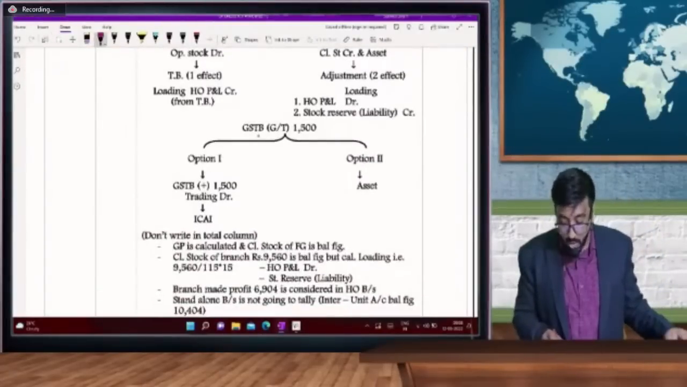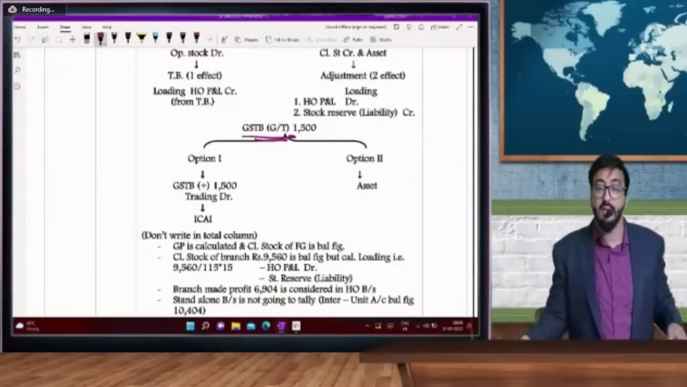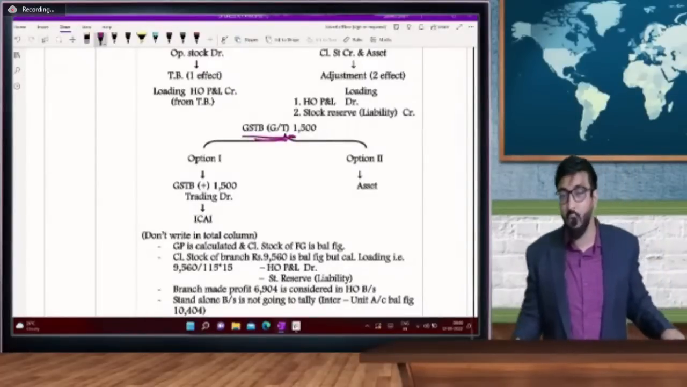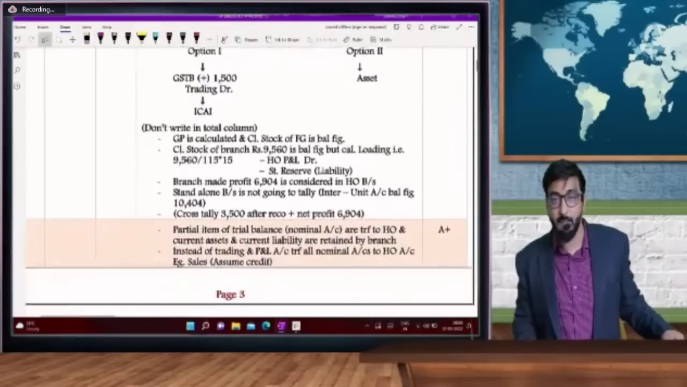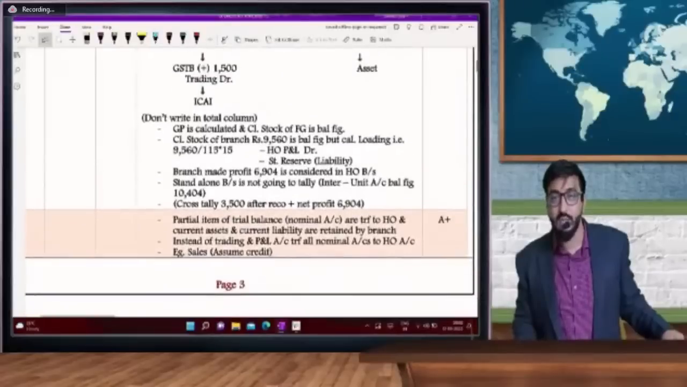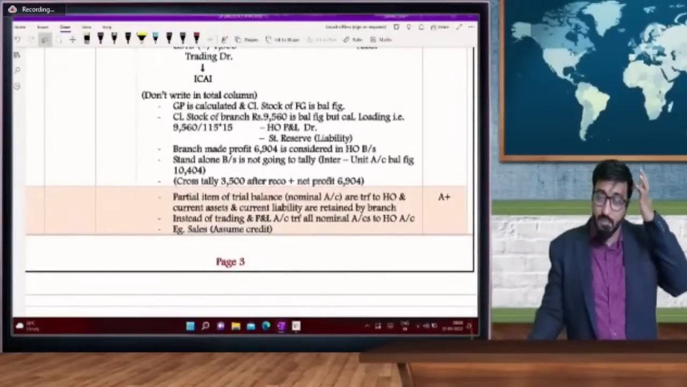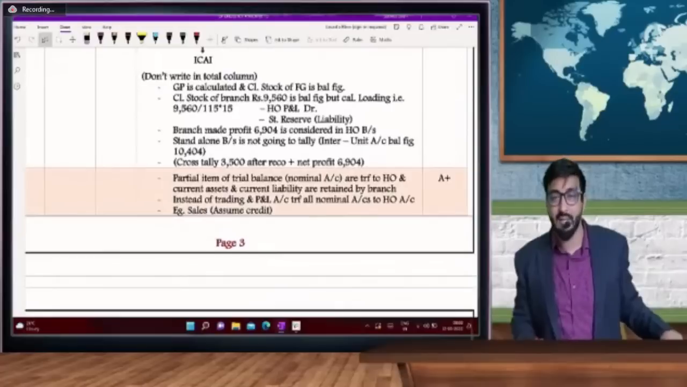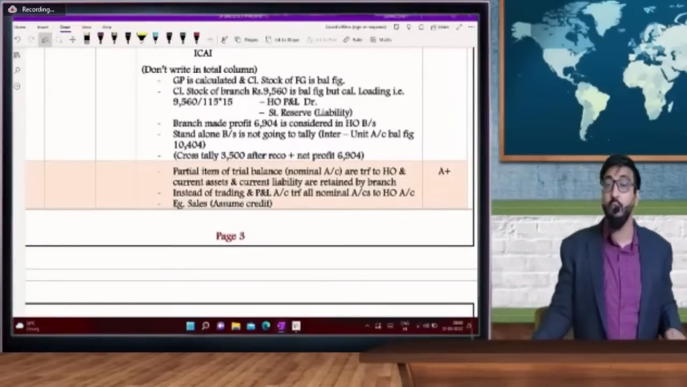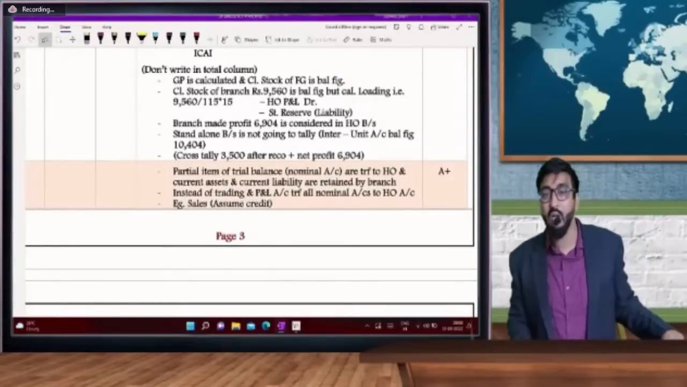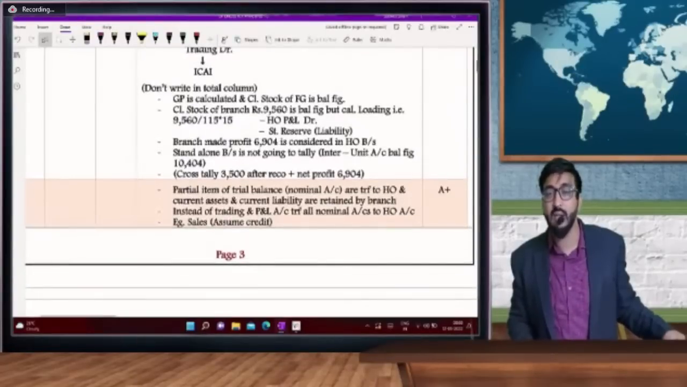ICI approach, goods sent to branch when goods are in transit, that 1,500, option number 1: you can record it as GSTB or you can record it as an asset. So ICI follows option number 1. Don't write it in the total column. GP is calculated and closing stock of finished goods is a balancing figure. Closing stock of branch is 9,560, on which loading has to be cancelled. Branch made a profit of 6,904, which is considered in HO profit. So remember, branch profit you will merge with HO profit, and the standalone balance sheet is not going to tally as there is a balancing figure of 10,404, and this is 3,500 plus net profit.